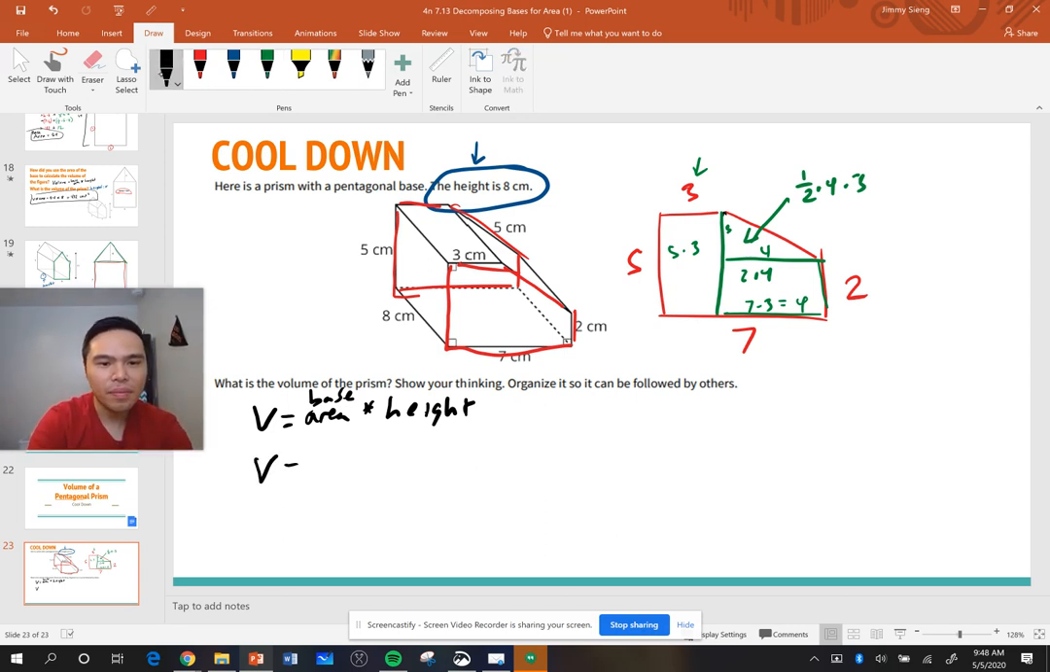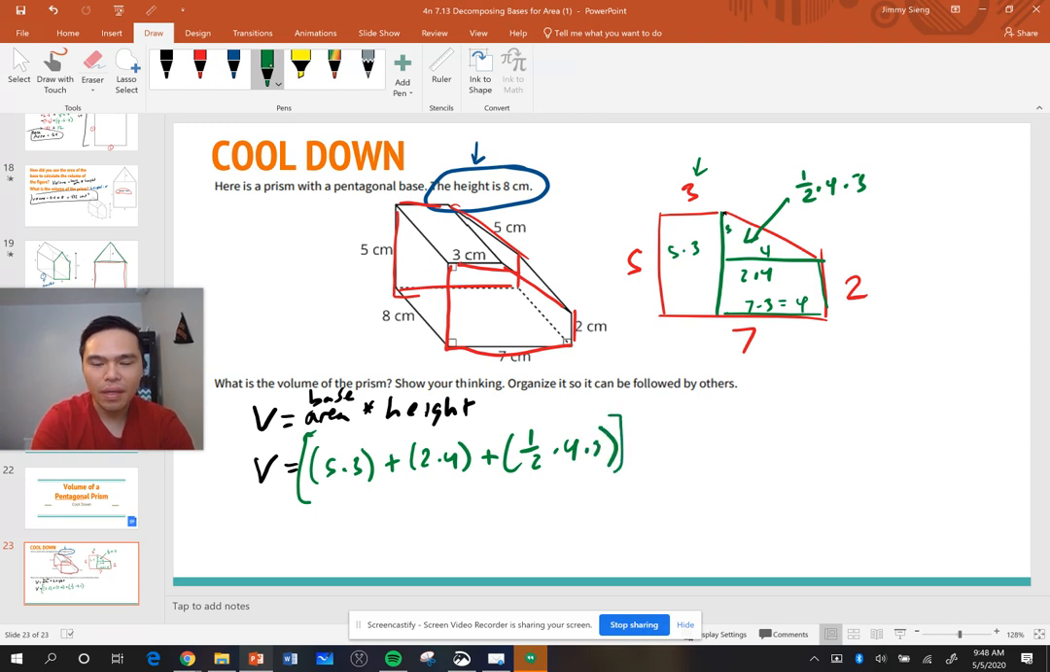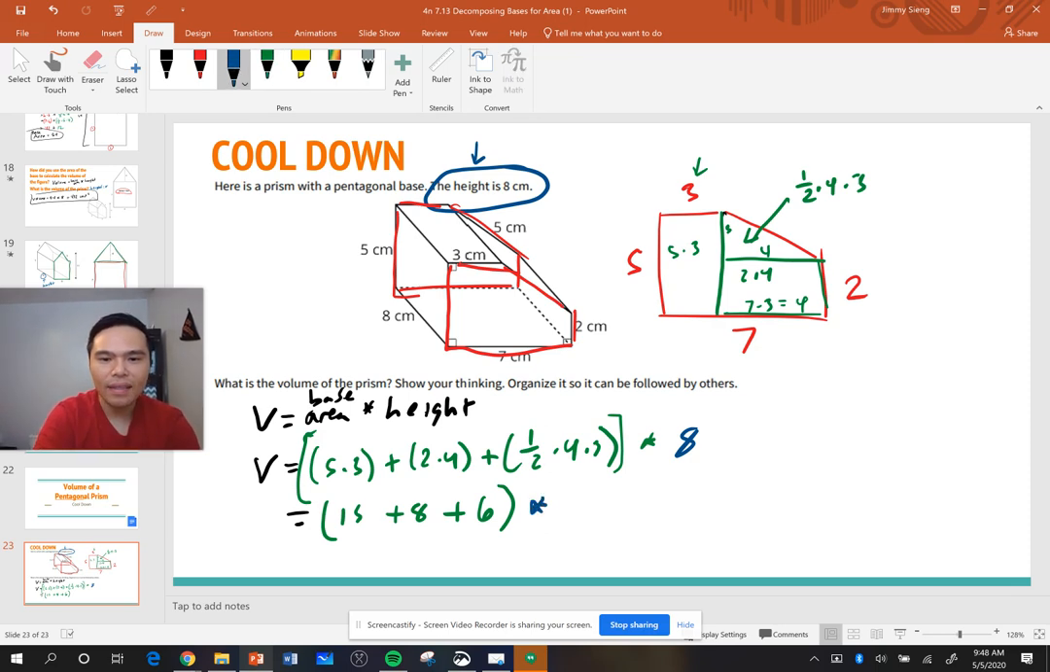So I know my volume is going to equal the 5 times 3 plus the 2 times 4 plus the 1/2 times 4 times 3, and then times my height. My height is 8. So I can break this up again. 5 times 3 is 15, plus 8, plus 1/2 of 4 is 2, 2 times 3 is 6. And I have to times that by 8.